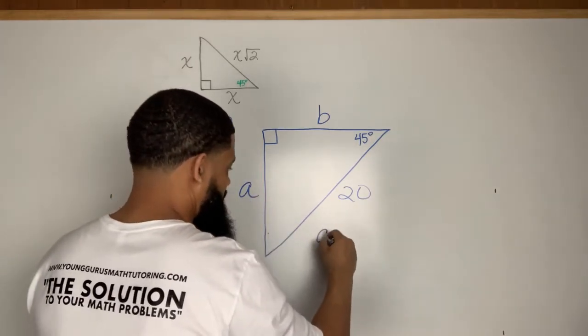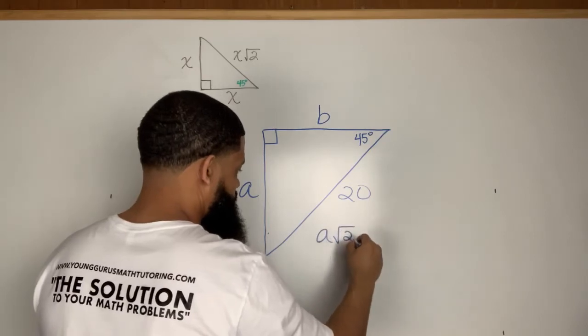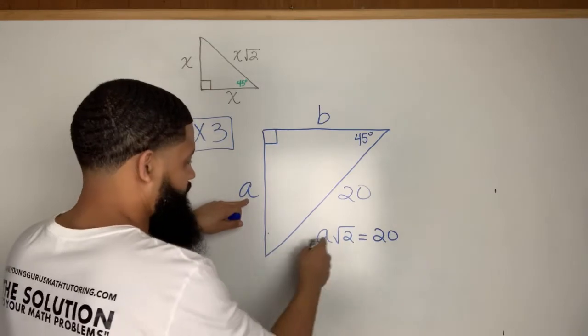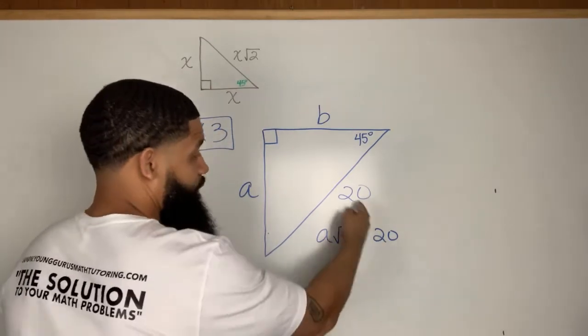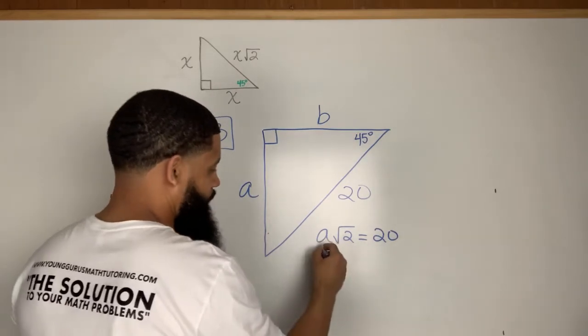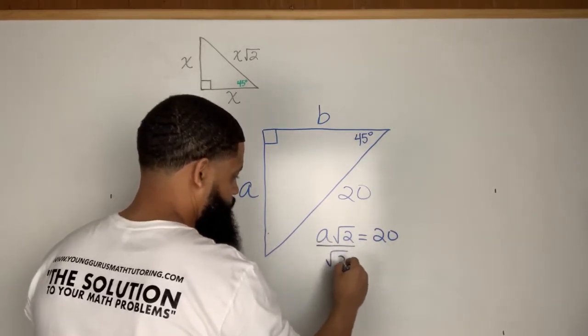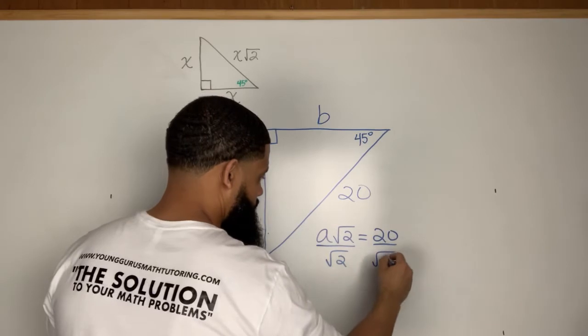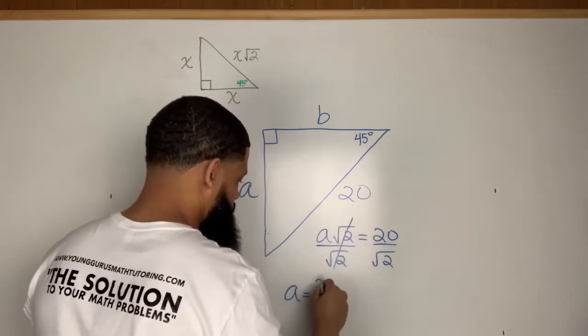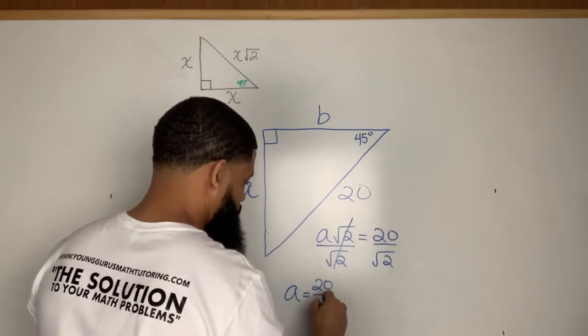So, A times the square root of 2 is equal to 20. All I did was take this leg times the square root of 2 because of that, and it's equal to this hypotenuse. Well, now I have to solve for A. So in order to do that, I have to divide by the square root of 2 on both sides. That cancels out. I have A is equal to 20 over the square root of 2.